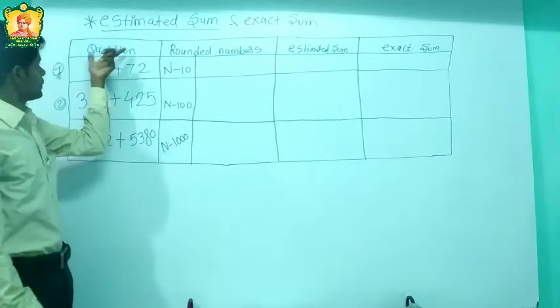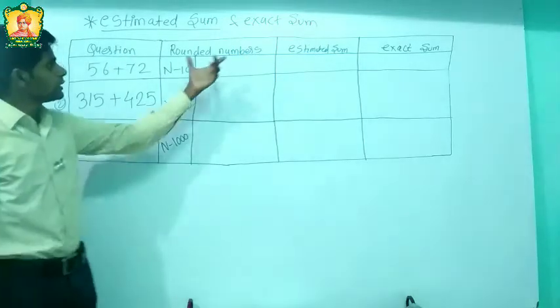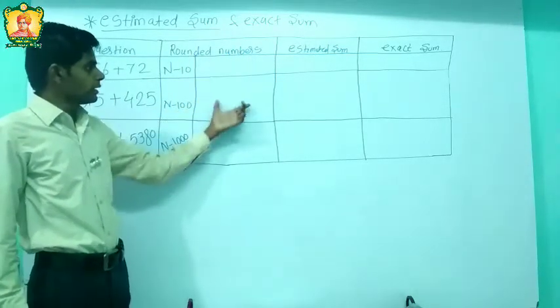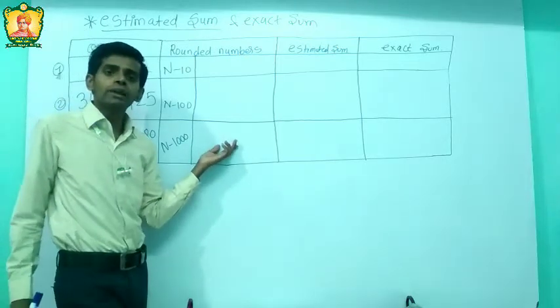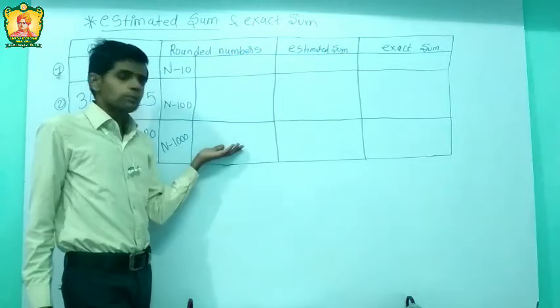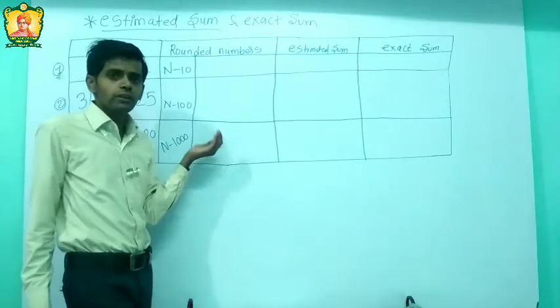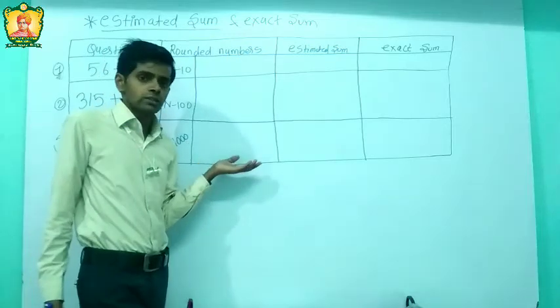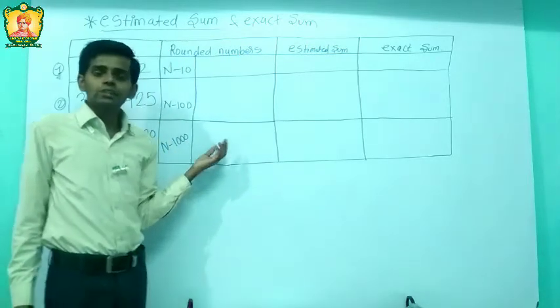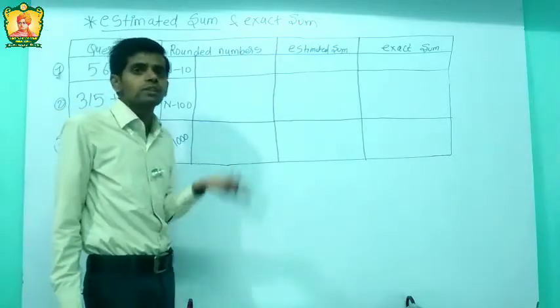There is a column. The first column consists of the questions. Here we have to write down the rounded numbers. We know that if we want to find the estimated sum, then we first have to round up the numbers, then we find the sum. Whenever we have to find the estimated sum, we first round up the numbers, and after that we find their sum.